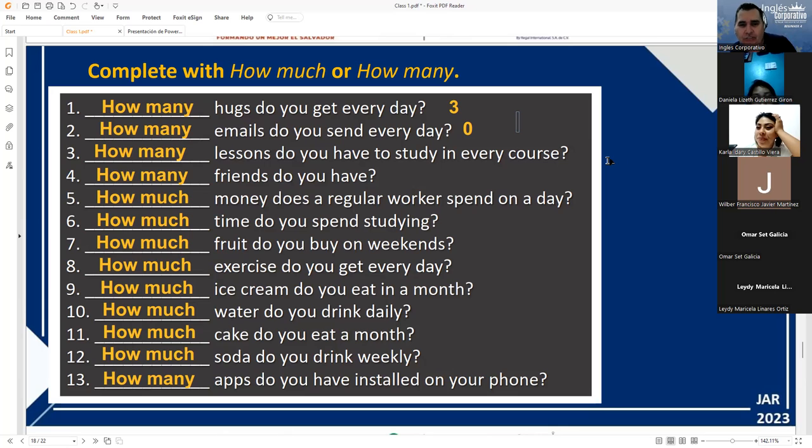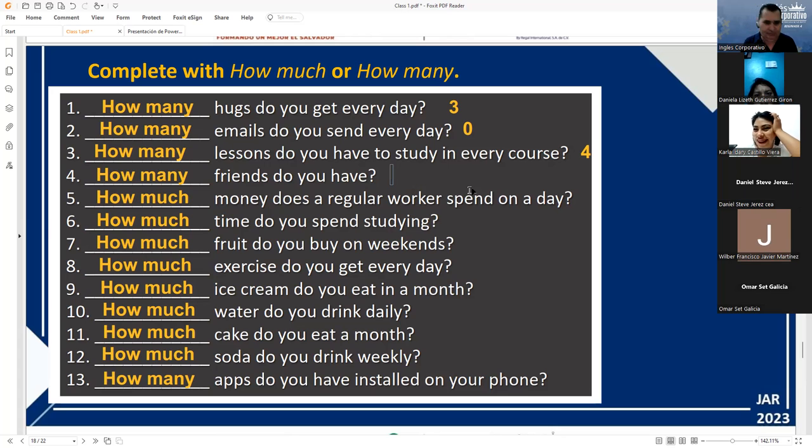How many lessons do you have to study in every course? 4. 4 lessons. How many friends do you have? Many or a few? Many. Okay. I have a few friends. Maybe 4, 5. Not many, 4 or 5.